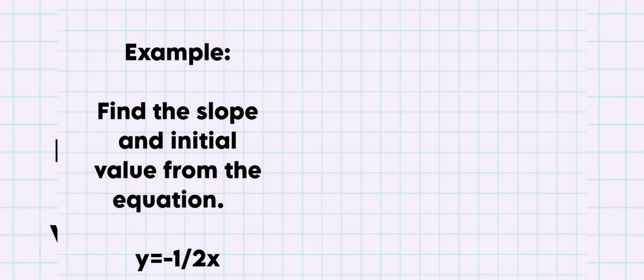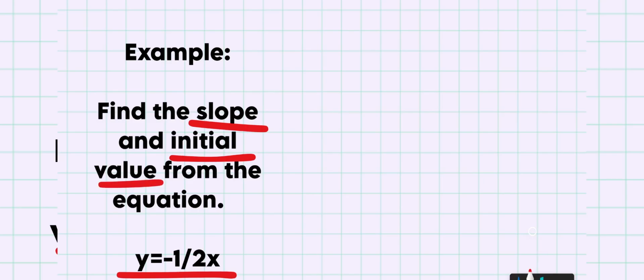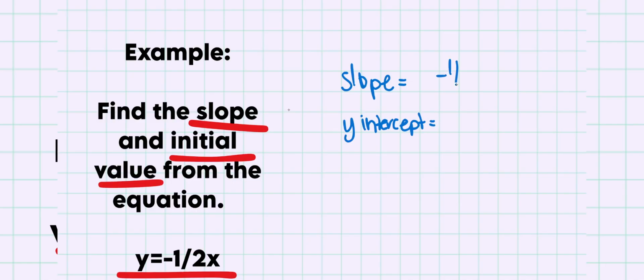Okay, same thing here. So we have our equation here, y equals -1/2 x. And we need to find the slope and the initial value. So we have slope, and we need to find, I'm going to write y-intercept because it's also called the y-intercept. So our slope is -1/2.